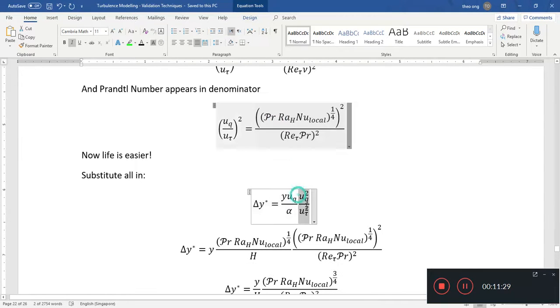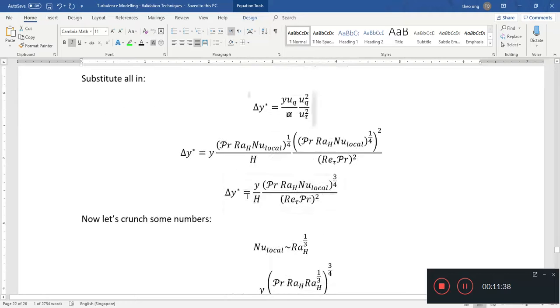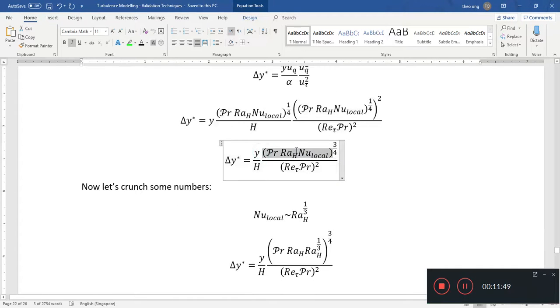So we have u_q over u_tau squared being this, and of course y u_q over alpha. We already have u_q over alpha, which you just substitute over here, so that makes it pretty straightforward. Okay, so then we can just collect all these dimensionless numbers together to form this. Right now we just take the Nusselt number and plug in this little relationship.